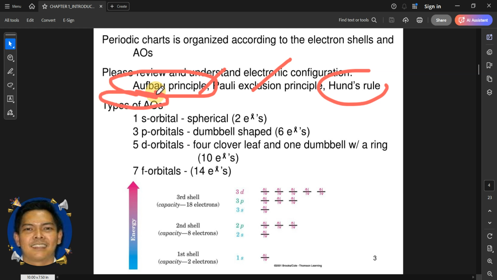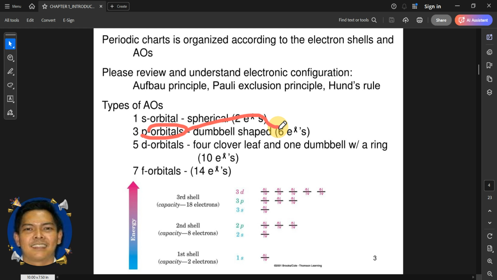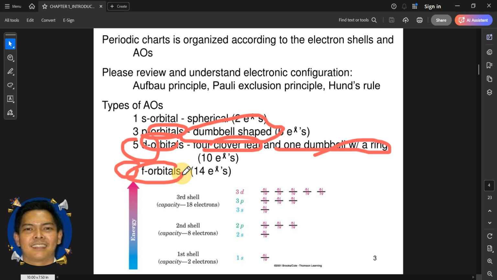For the types of atomic orbitals, we have 1, 3, and 5. The 1 consists of the s orbital, which is spherical, represented by these symbols, while the 3 consists of p orbitals, arranged in a dumbbell shape. The 5 consists of d orbitals, four cloverleaf and one dumbbell with a ring. Whereas the 7 consists of f orbitals.